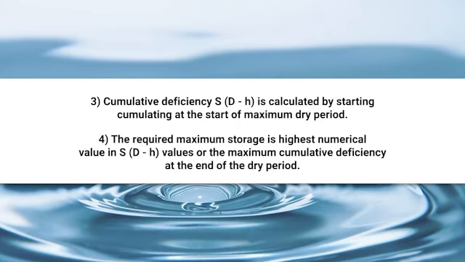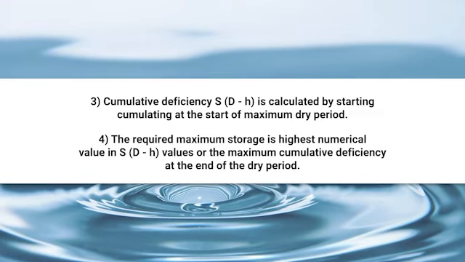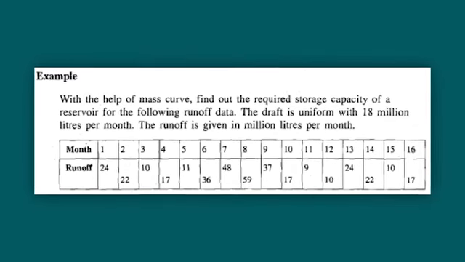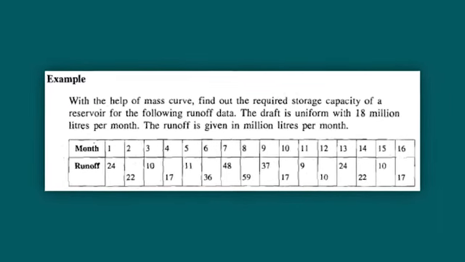Cumulative deficiency, D minus H, is calculated by cumulating from the start of the maximum dry period. The required maximum storage is the highest numerical value in the bracket D minus H values, or the maximum cumulative deficiency at the end of the dry period. So here we will see an example based on these two methods.